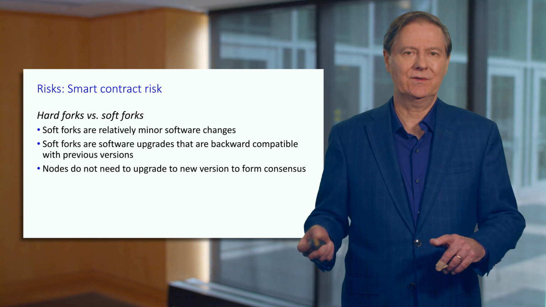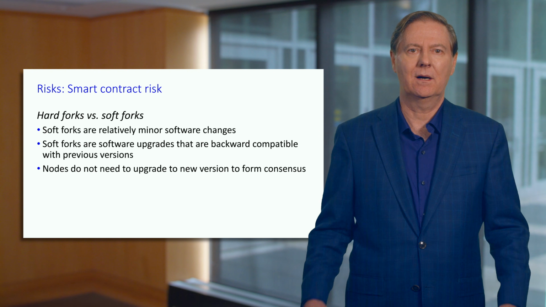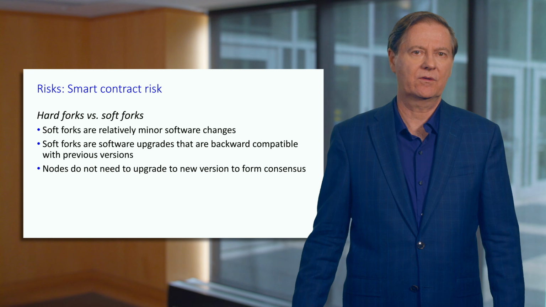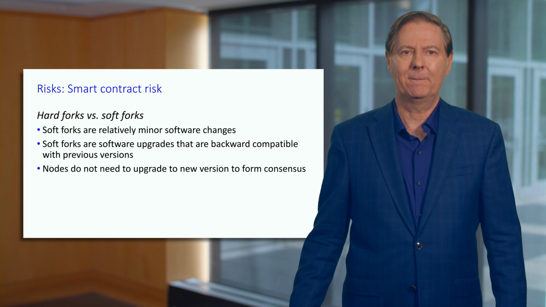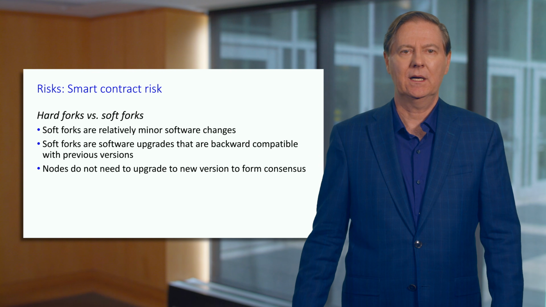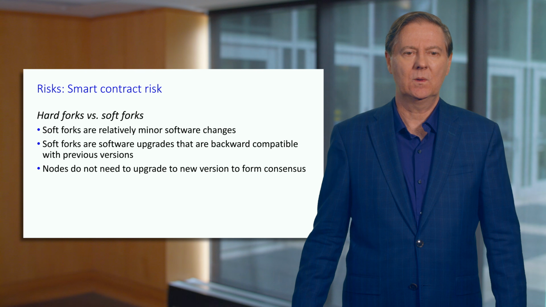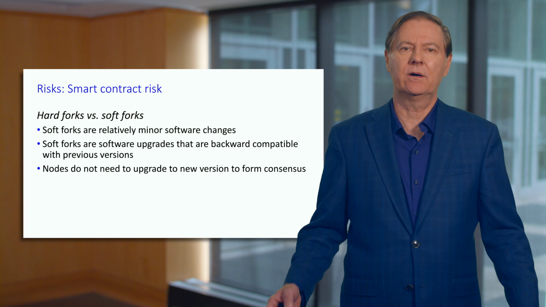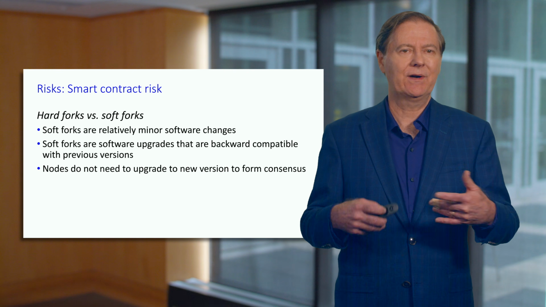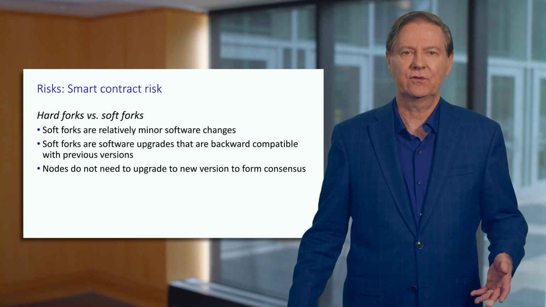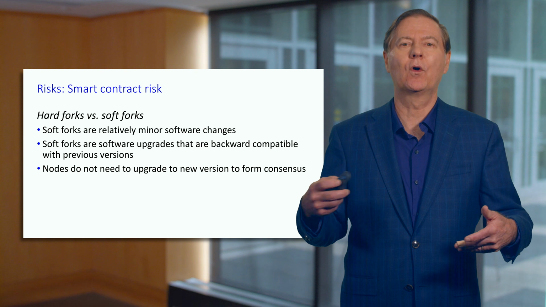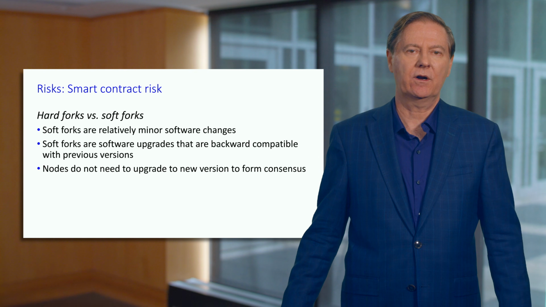So given I've already talked about a fork, let me just give you a little more information on forks. There are different types of forks. There's a hard fork and a soft fork. A soft fork is a minor software upgrade, and it means that everything is backwards compatible. So even if you didn't upgrade, your program that you're running is going to work fine.